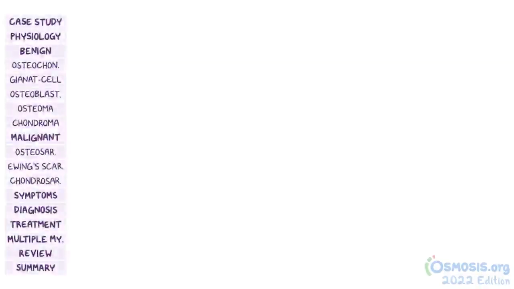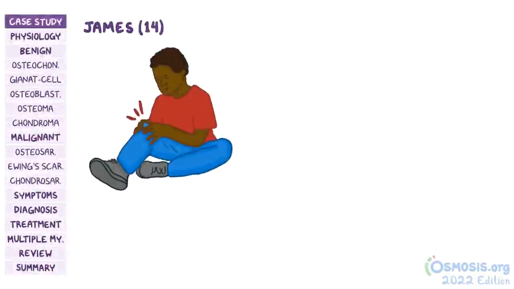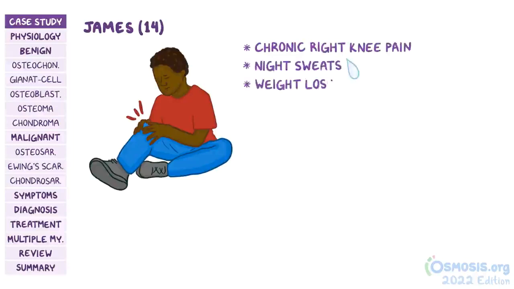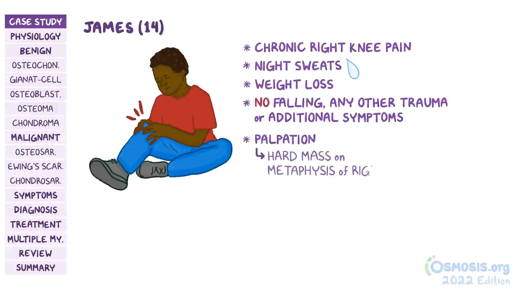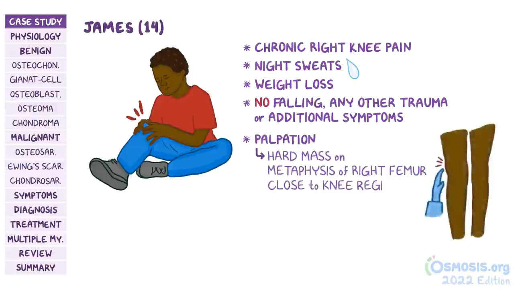While doing your rounds, you see two individuals. The first is James, a 14-year-old boy who came in for chronic right knee pain, night sweats, and weight loss. He didn't report falling or any other trauma to the region or any additional symptoms. On examination, his right knee is slightly larger than the left, and on palpation, a hard mass can be felt on the metaphysis of his right femur, close to the knee region.